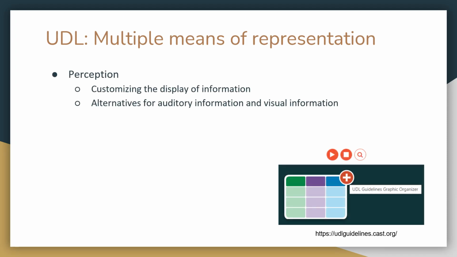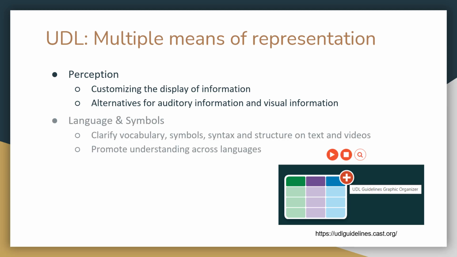Learners differ in the way that they perceive and comprehend information that is presented to them. The first step is to increase the perceptual clarity of information for a wide range of learners, including learners with visible disabilities or learning disabilities. With some settings, the courseware can allow learners to adjust the size and color of the text, images, and graphs by themselves. To ensure images are accessible to screen reader users, we need to provide alternative text for all images. We need to clarify vocabulary, symbols, and structure in text and videos and promote understanding across languages.